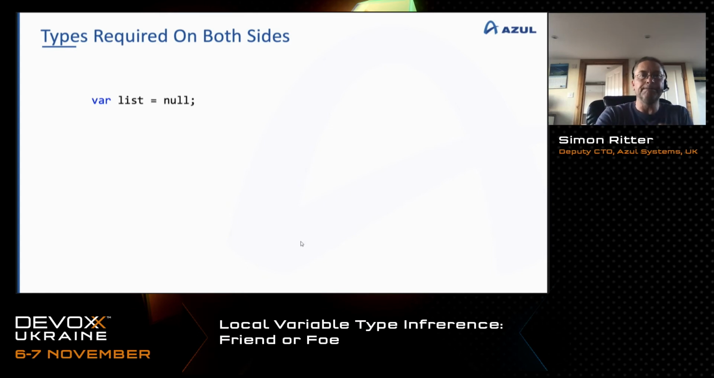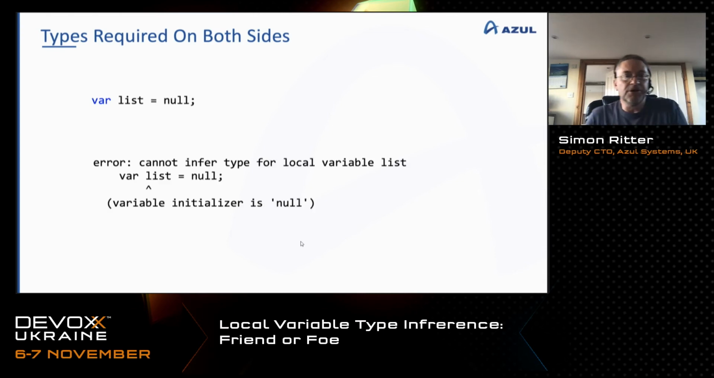Well, yes, it will, but there is a gotcha there. So the compiler will reject that. It will say, cannot infer type for local variable list. Variable initializer is null. And the reason behind this is quite subtle because, again, thinking about the type hierarchy in Java, you have Object at the top and then all other classes inherit from that. Null, you might think, is just null, but it's actually not quite like that. Null is actually at the bottom of our type hierarchy.